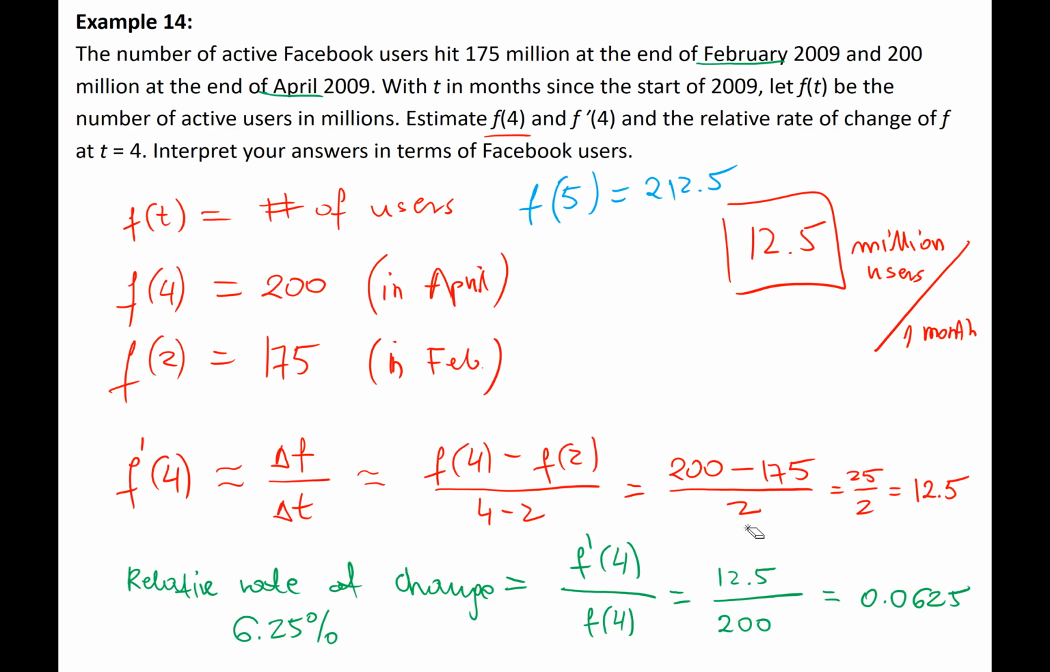That means the rate of change is 12.5, but what percentage is this rate of change with respect to the actual number in April, 200? It's 6.25%. That's the relative rate of change. That was my last question.